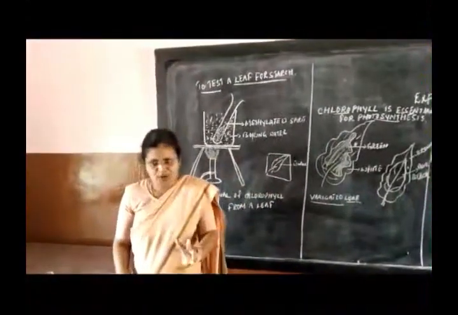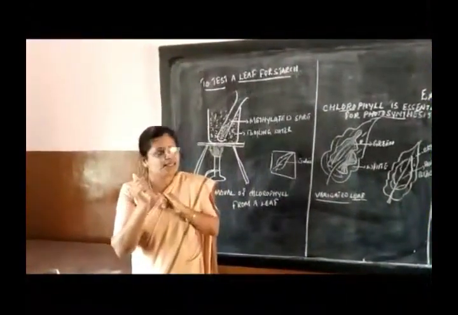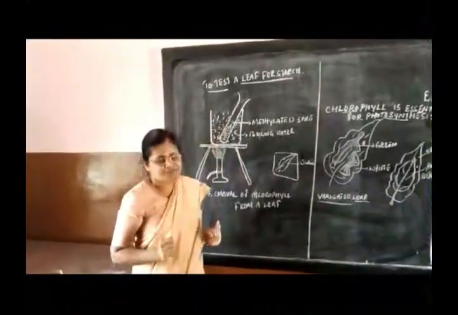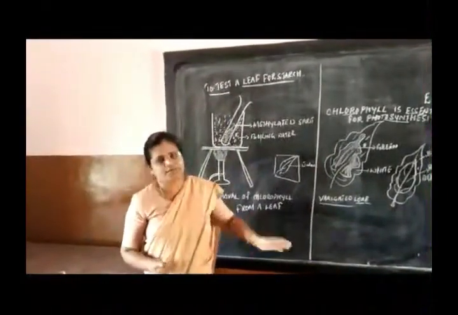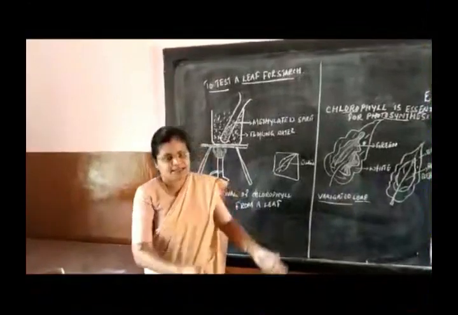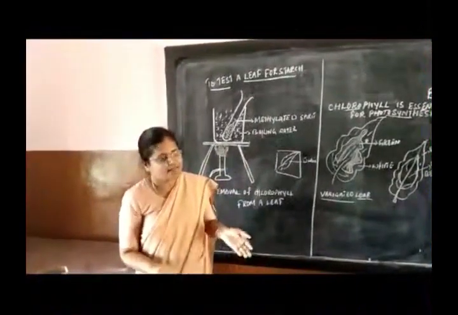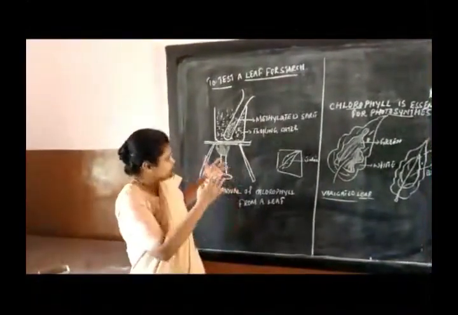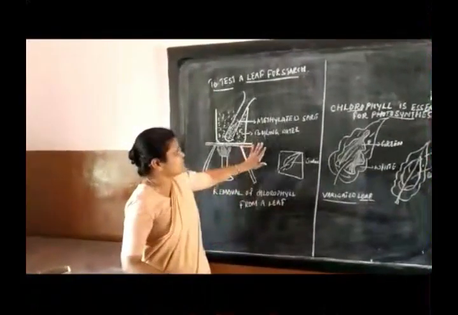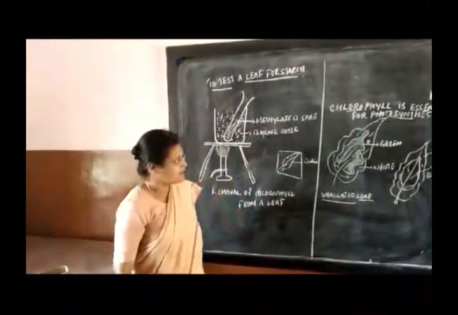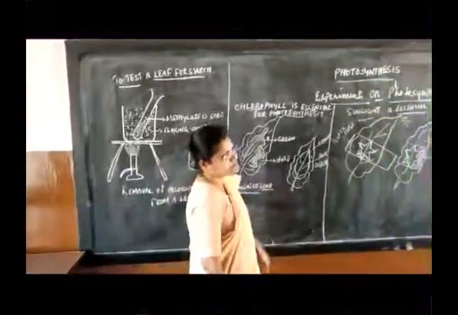So we have finished two points. Number 1, destarching. Number 2, the test for starch. Destarching, we keep the plant 24 to 48 hours in the darkness to remove the starch. Thereafter, at the end of each experiment, we go for the starch test. Now we go to the first experiment.